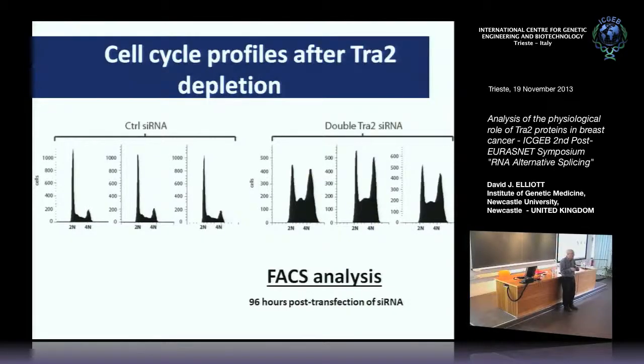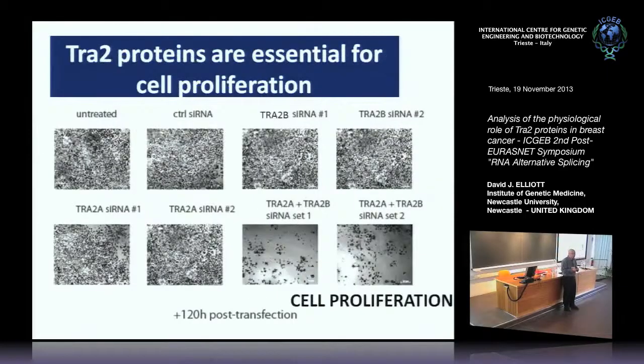Now, normally we think of checkpoints as being things which are overridden in cancer cells. But in fact, the checkpoints which are controlled by CHEK1 are very important for cell viability because you don't want to go into mitosis before you're ready, and you don't want to go into S phase before you're ready. So you'd think if you're missing these checkpoints, it would actually be harmful to the cell. And in fact, when we measured cell proliferation 120 hours after we did the depletion, that's what we saw.